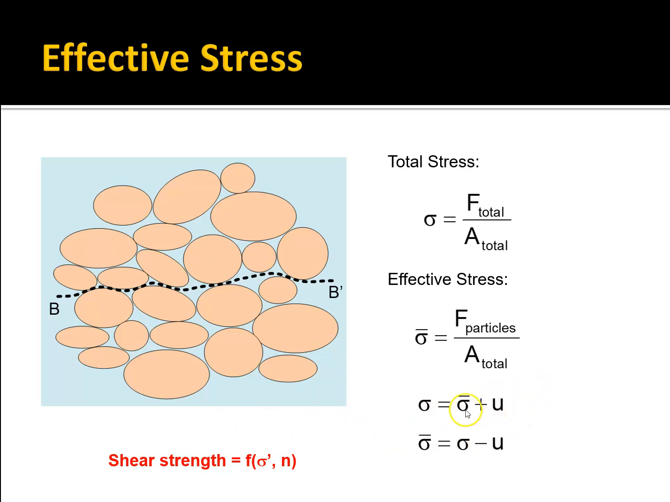We designate effective stress with sigma bar, or sometimes sigma prime with a little apostrophe on it. And the total stress is equal to the effective stress plus the pore pressure, or if you rearrange this a little bit, the effective stress is equal to the total stress minus the pore water pressure. And another really important thing to remember is shear strength is primarily a function of effective stress and porosity. The density of the soil is indicated by its porosity.